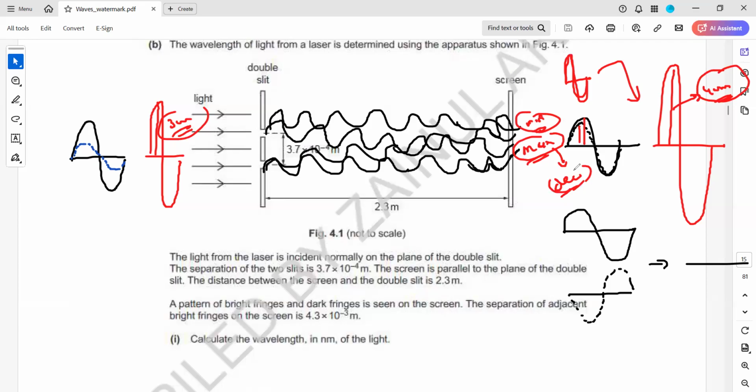Is it clear till this point? What happened to the brightness of a maxima or the bright fringe? Is it clear? Should I repeat?